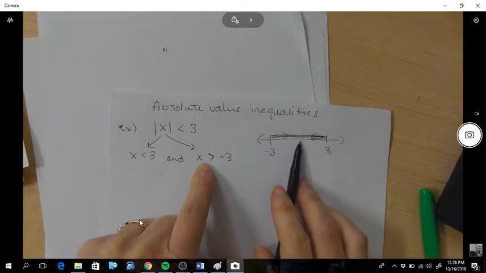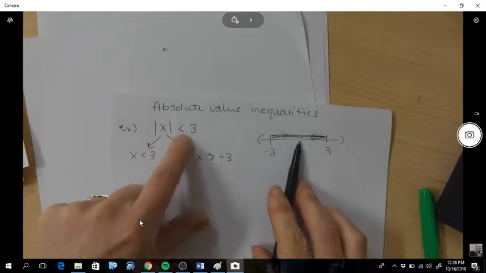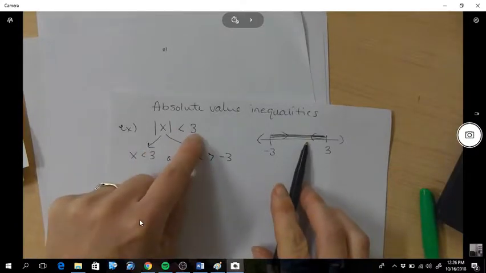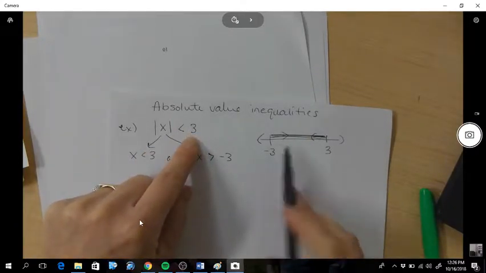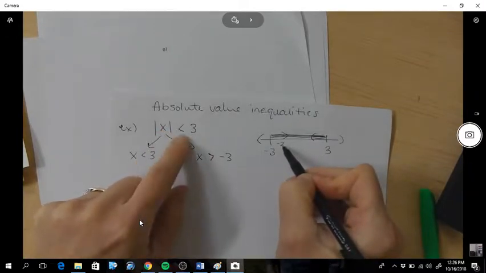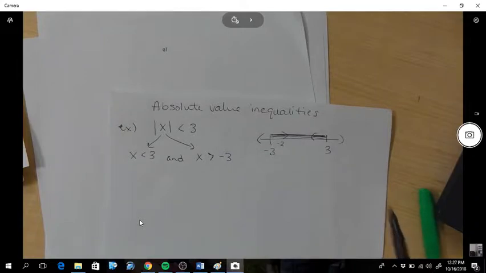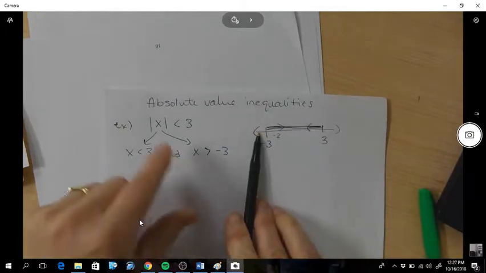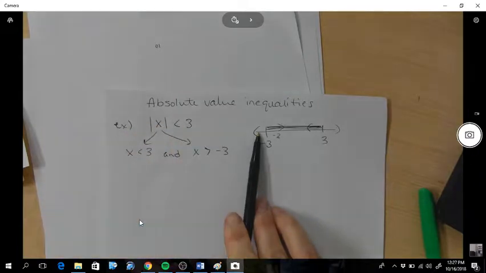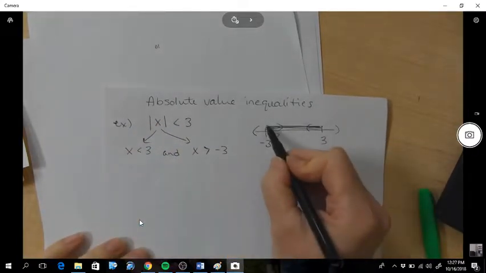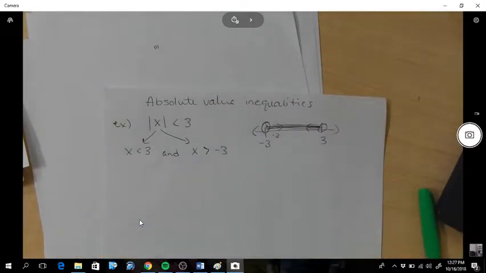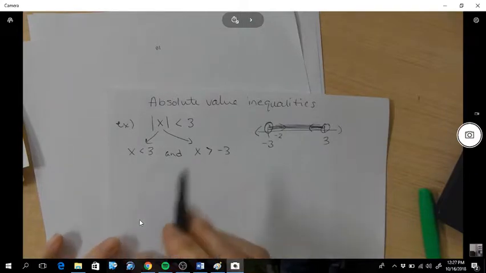So think about 0. Is the absolute value of 0 less than 3? Yes. 1. Is the absolute value of 1 less than 3? Yes. What about the absolute value of -2? The absolute value of -2 is 2. Is 2 less than 3? Yes. Do you see how -4 is not a solution? Because the absolute value of -4 is 4, and 4 is not less than 3. So anything in between there, but you're not including those endpoints, because it's not less than or equal to.